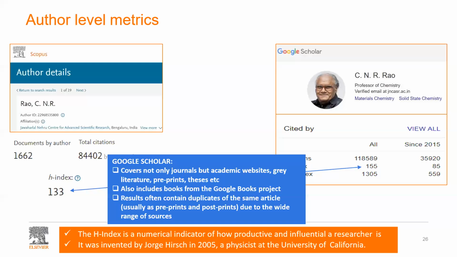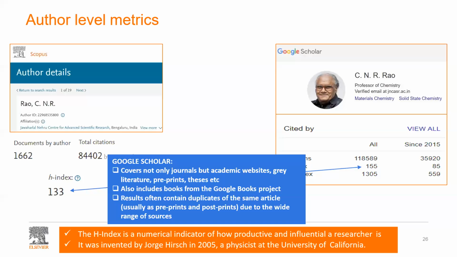Coming to the next metric, that is author-level metric. Author-level metric basically tells you about the quality, how the author is performing. So that comes with the help of H-index. That basically gives you an idea of how productive and influential a researcher is. So I've taken an example here of Professor C.N. Rao. For Professor C.N. Rao, you will find the H-index on Google Scholar, and you will find it on Scopus also. So for him, the H-index on Google Scholar is 155, whereas for Scopus, it is 133.